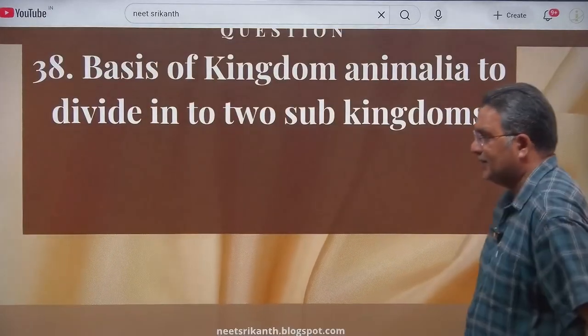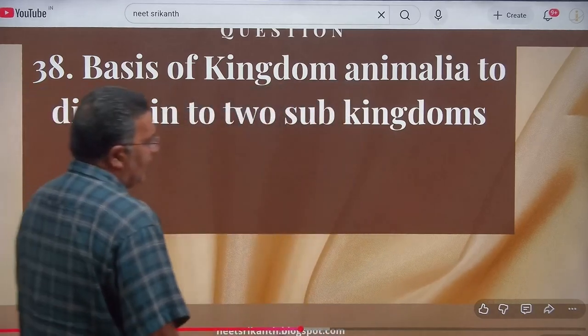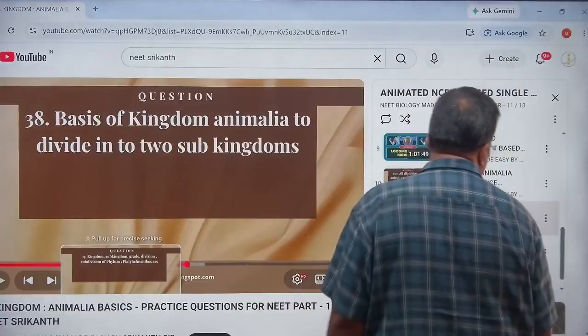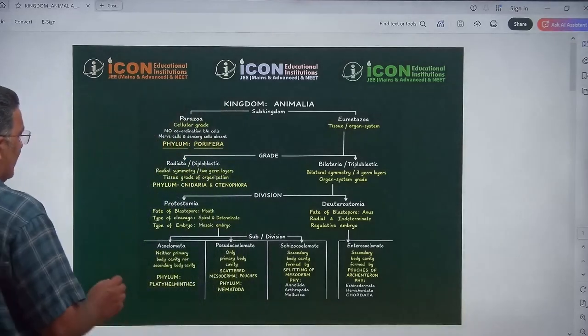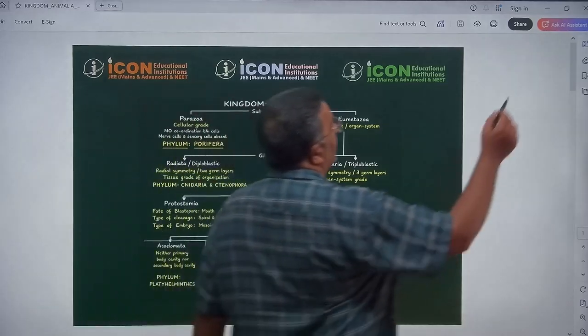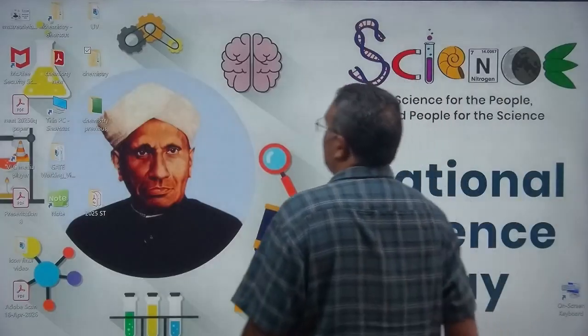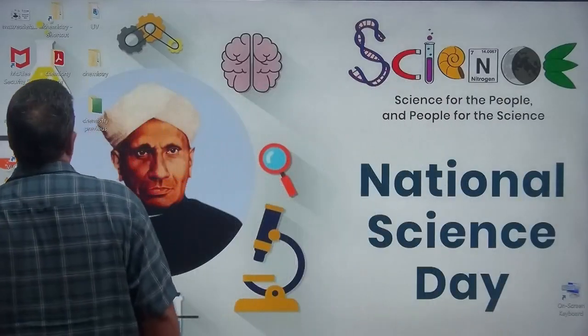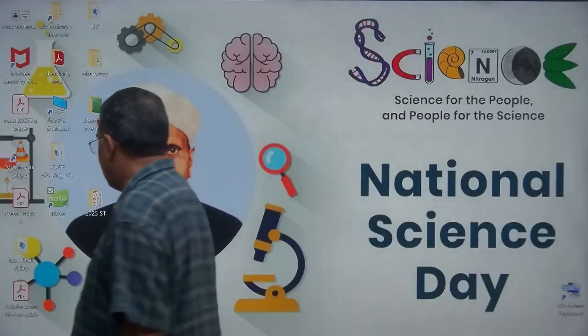What is the basis? Basis of kingdom Animalia divides into two subkingdoms. Once we go into the chart, then after we will come and check here. So, kingdom Animalia is classified into, as we said, two subkingdoms. Then subkingdom is further classified into grades, classified into division. On what basis did we do this kind of classification? This is very important for us.